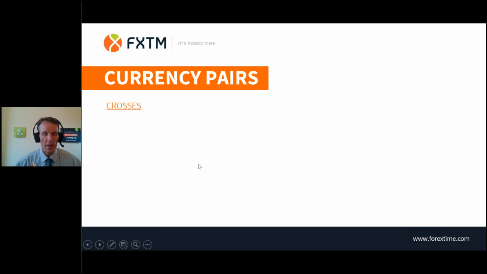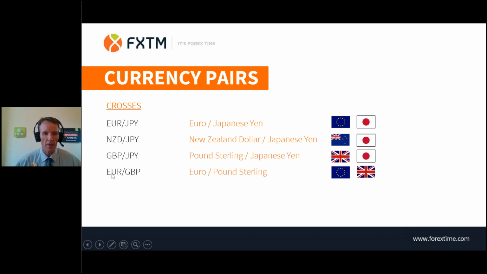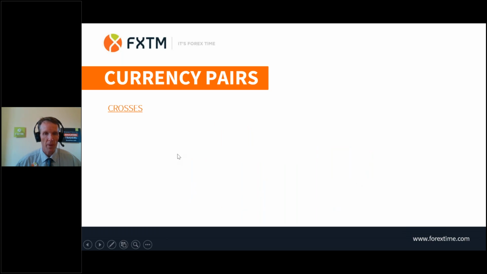All right. The second batch is the crosses. That's cross pairs of the different currencies. You've got, for instance, the euro yen, the New Zealand yen, British pound yen, euro British pound, and so forth. There are actually more of them, but we're not going to discuss all of them. Very important about these ones, there's no USD there. So that's all the other currencies crossed over to each other.